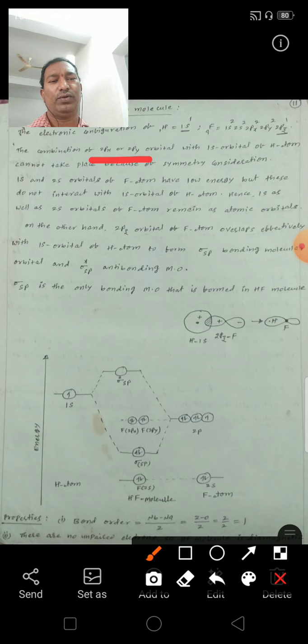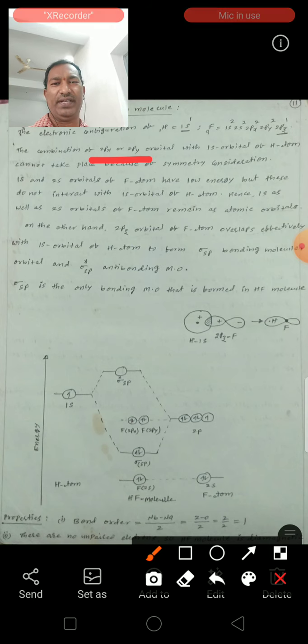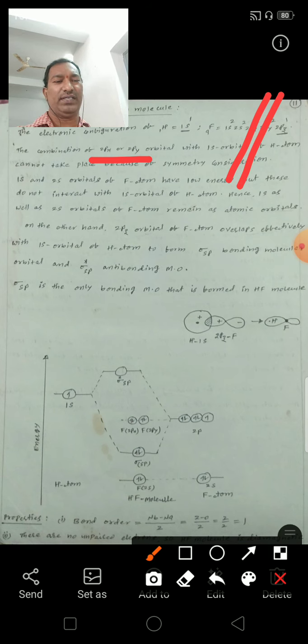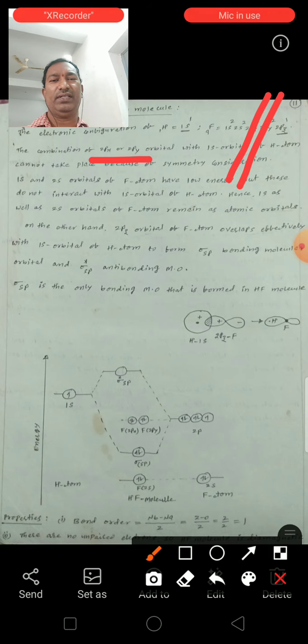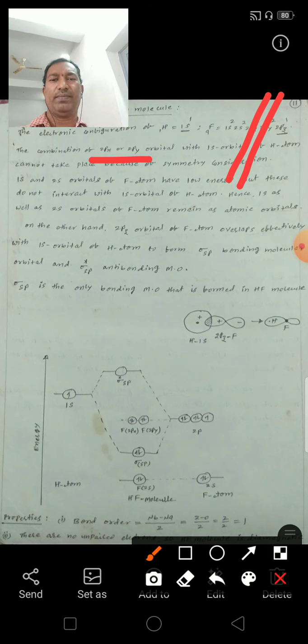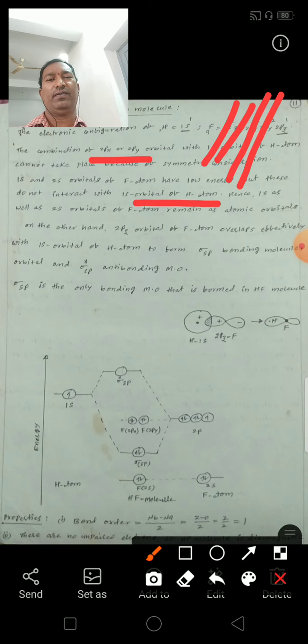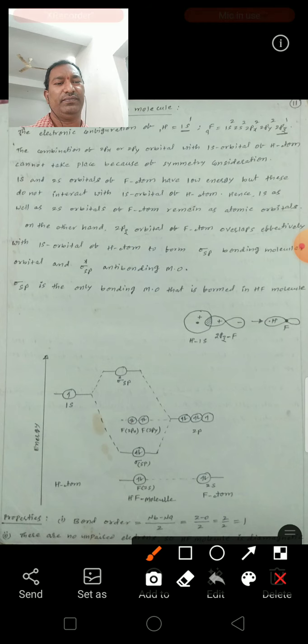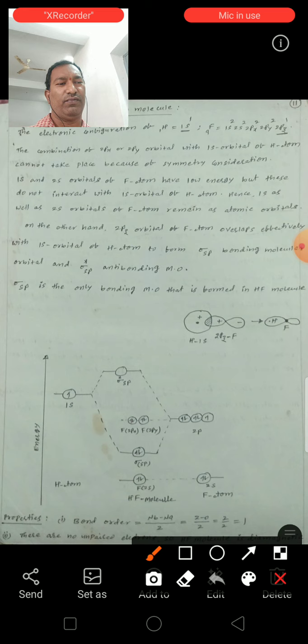Next, the 1s and 2s orbitals of the fluorine atom have low energy, but these do not interact with the 1s orbital of the hydrogen atom. So it is not possible for the 1s and 2s orbitals. Hence the 1s orbital of the hydrogen atom, as well as the 1s and 2s orbitals of the fluorine atom, remain as atomic orbitals.